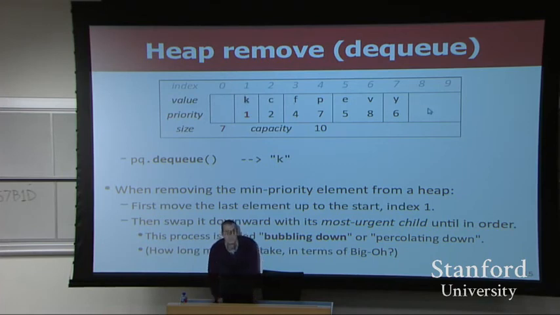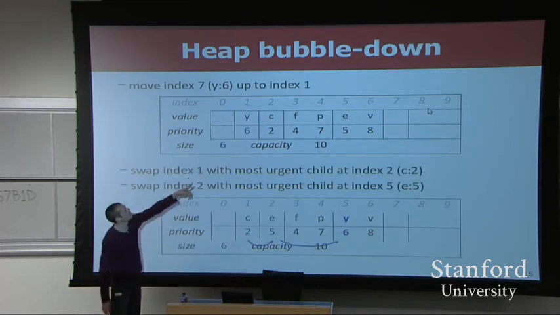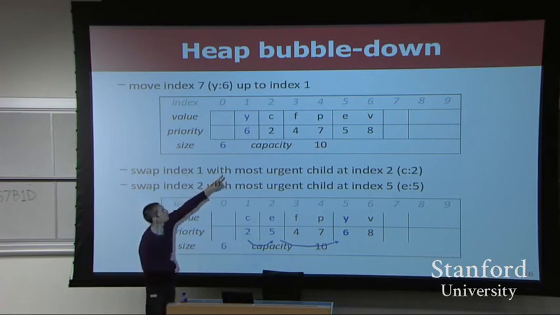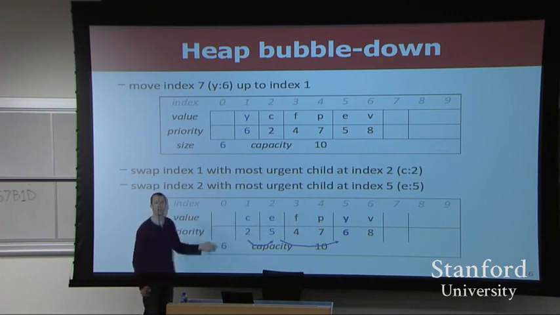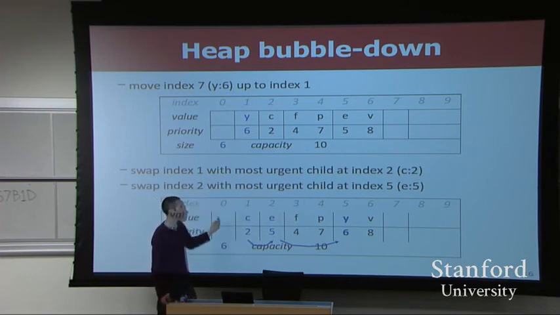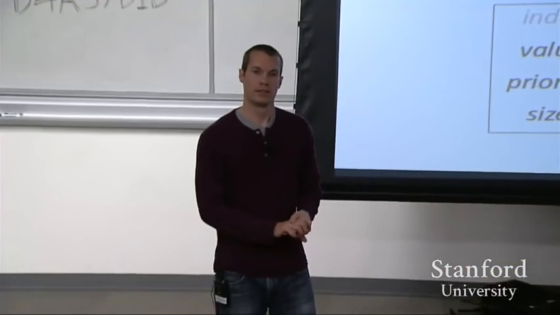As long as they're too unurgent, we swap them with their child. So here we swapped up the y with the 6, and now we compare it to its children, 2 and 3, and we pick the more urgent of the 2 children and swap it up. And you repeatedly move the urgent children up and the less urgent parent down until it's put into the right place. Yeah? Why?